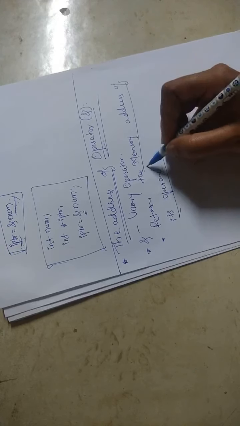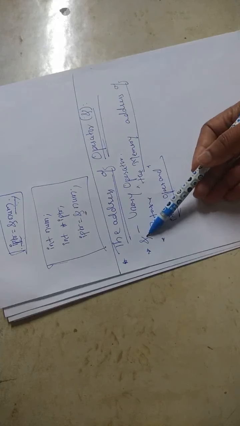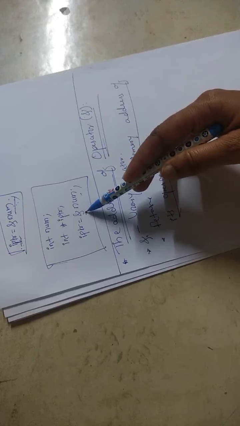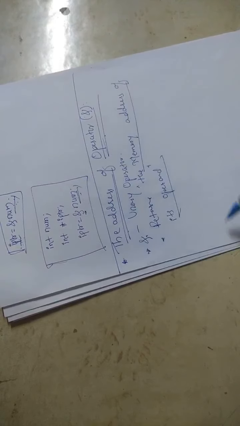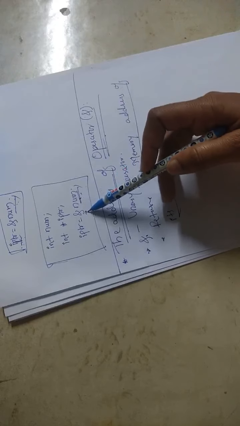Underline this point. What is the use of the ampersand operator, or the address of operator? It always returns the memory address of its operand. Its operand means the variable with which you are using this operator; that variable's address it will return. So here we have written ampersand num. Ampersand is the address operator and num will act like an operand. Num is a variable, right now it acts like an operand. So this address of operator will return the address of num.